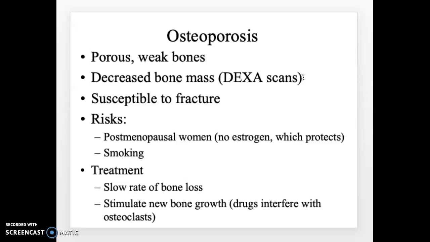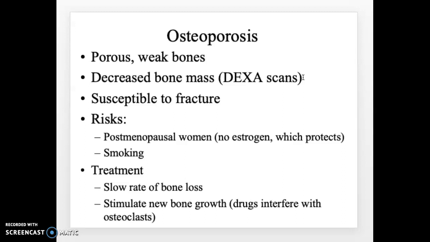Something else that happens as we age is we lose our balance. The combination of loss of balance and weak bones leads to a lot of fractures. Fractures of the hip, of the femur can be life-threatening. So that is why this is such a big deal.